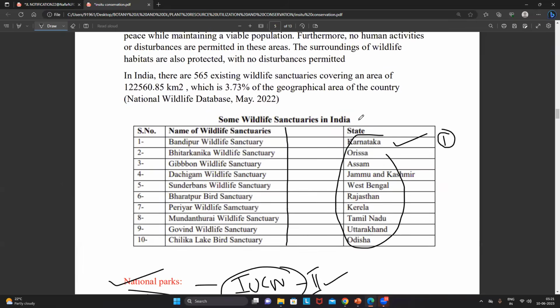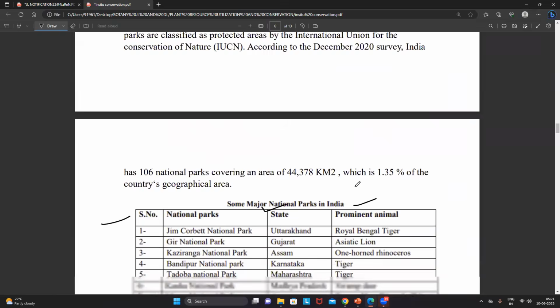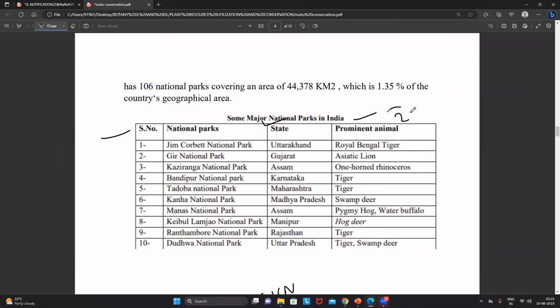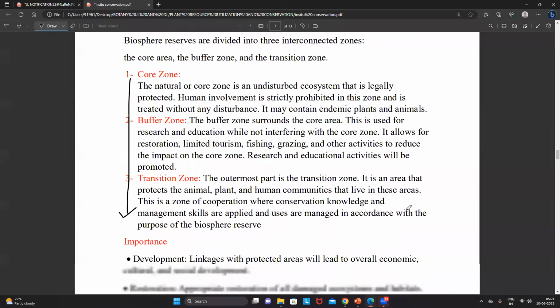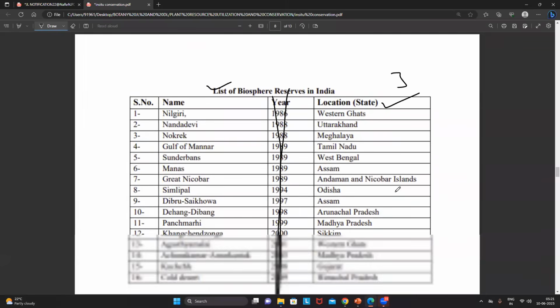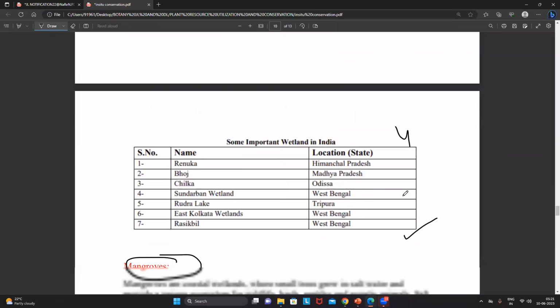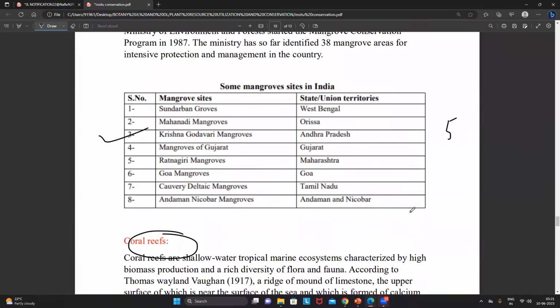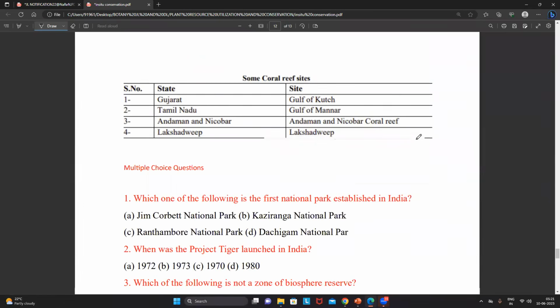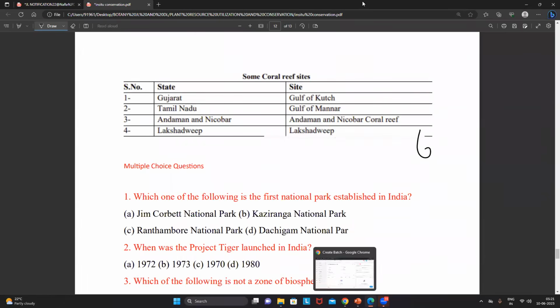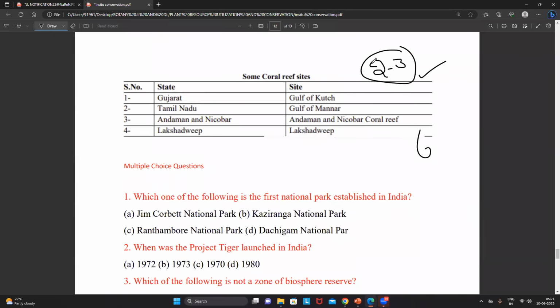Then followed by table number 1 for wildlife sanctuaries. Only read the tables, don't read anything else. Second one is the national parks. Third one is the biosphere reserve. Fourth one is the wetlands. And fifth one will be the mangroves. And the sixth one will be the coral reef. That's all. So if you remember these 6 tables, how many marks are in your hand? 2 to 3 questions compulsory, undoubtedly you can expect from this particular thing.